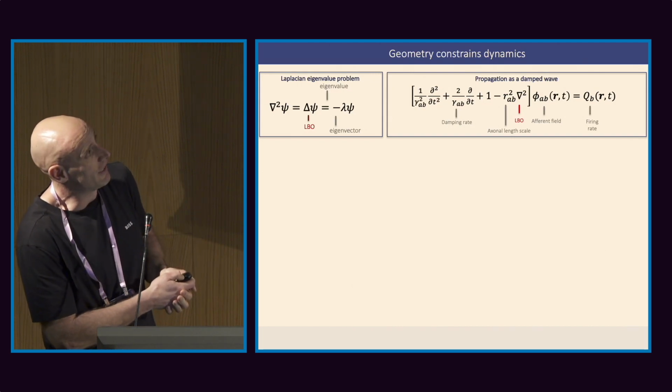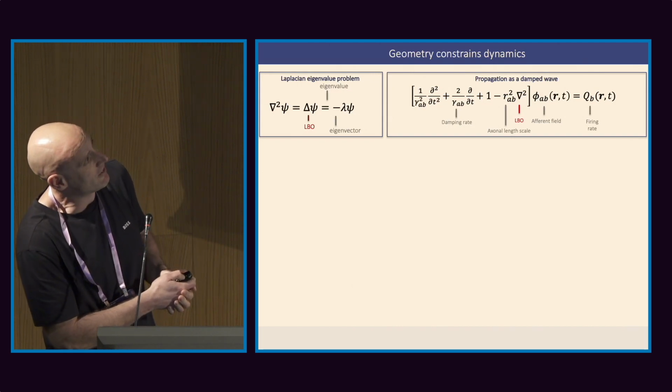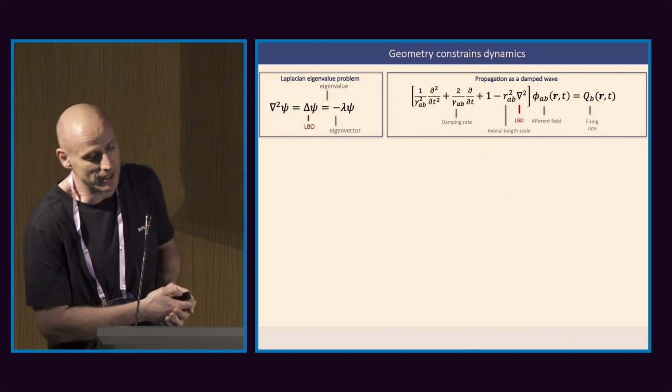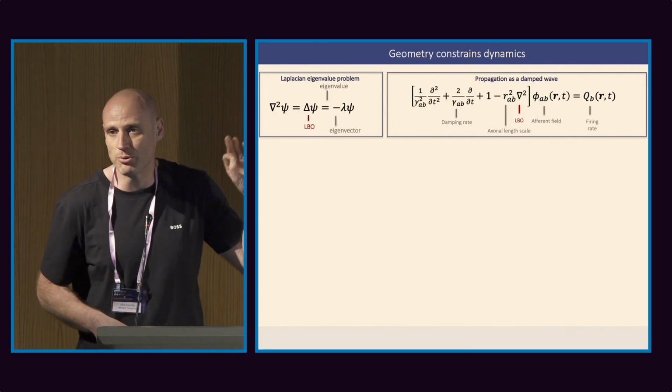This is a basic form here. The details are not so important. I'll just say this is how the field propagates in space, and you can see our friend the Laplace-Beltrami operator pop up here. Now, this equation hasn't been pulled out of thin air.